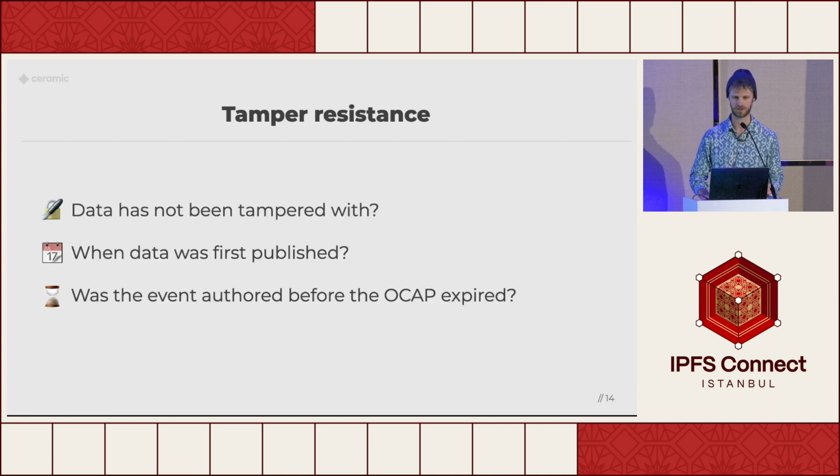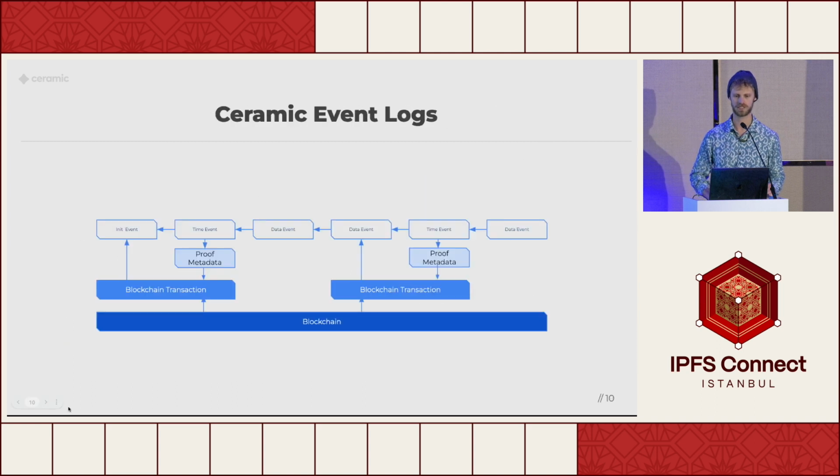blockchain anchor. So if we go back to this, we can see that these time events have this proof metadata that is talked about, and the blockchain transaction, through the Merkle tree, points back to the previous event, which should be the same as the previous event from the time event here.